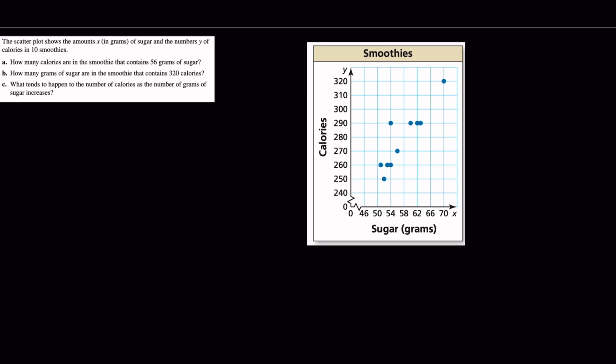All right, so the first question says, how many calories in a smoothie that contains 56 grams of sugar? Well, 56 grams of sugar is right about here. So just go up. Oh, there it is, 270. So how many grams in a smoothie that has 320 calories? Well, 320 is right here. So we go over, and oh, look at there. There it is. So we can go down, and that is 70 grams.